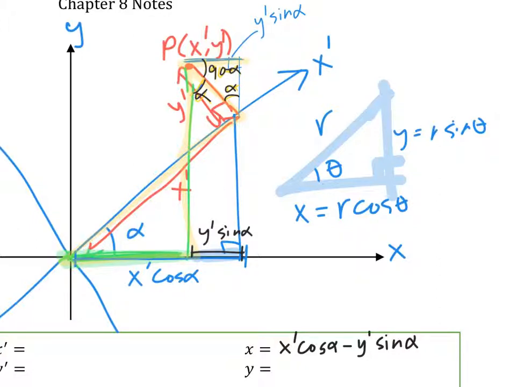Is alpha 45 degrees? In this one, it looks like 45 degrees, but it can be anything. No, because it's 90, and then you have two other angles. No, we don't want to assume it's 45.